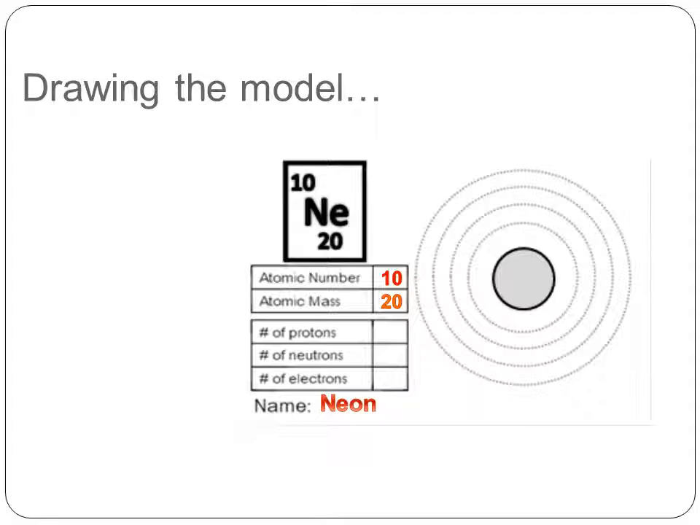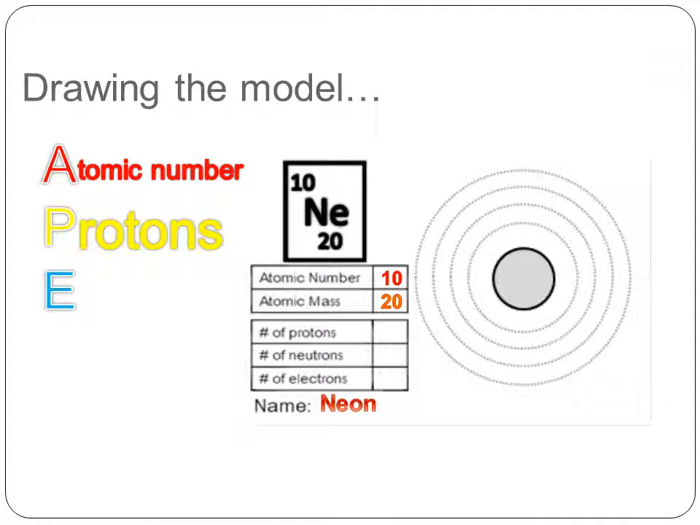Now you're ready to find the number of protons, the number of neutrons, and the number of electrons. When finding the number of protons and electrons, it is helpful to remember our acronym APE. A stands for atomic number, P stands for protons, and E stands for electrons, because in every neutral atom of an element, the atomic number, the number of protons, and the number of electrons are the same. Since neon has an atomic number of 10, that means it has 10 protons and 10 electrons.